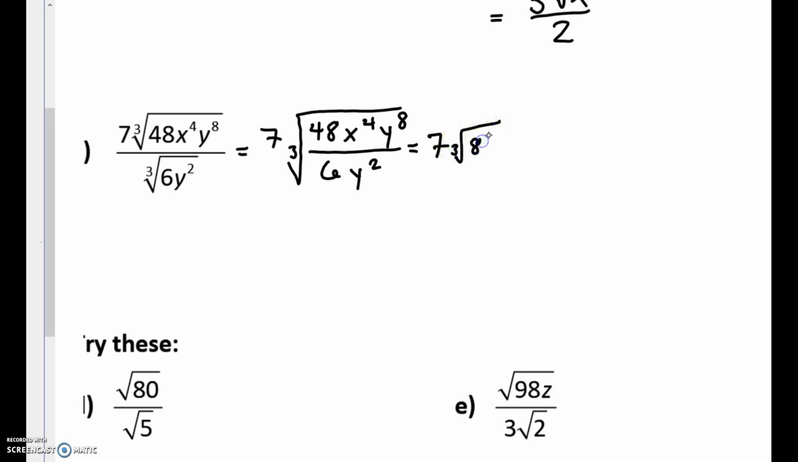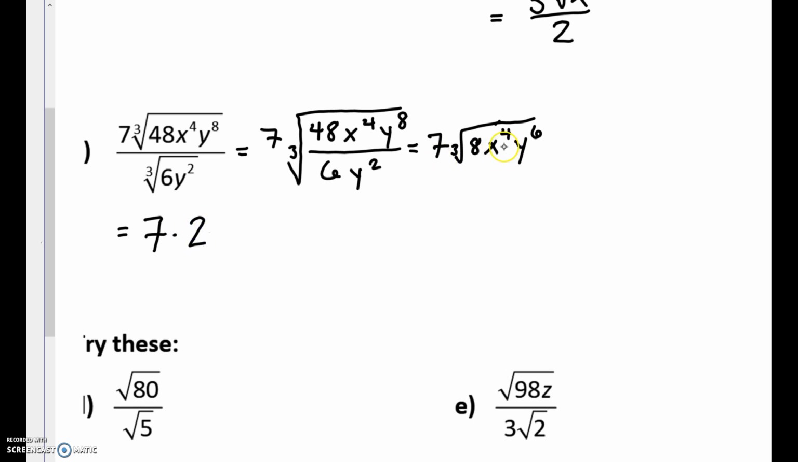X to the 4th has nothing to compete with, so it's still x to the 4th. And then y to the 8th over y squared gives me y to the 6th. Remember, if we have exponents, we can subtract the exponents if we're dividing. And now we just have to take the cube root of this thing. Well, we still have the 7, and the cube root of 8 is 2, right? Because 2 times 2 times 2 is 8.